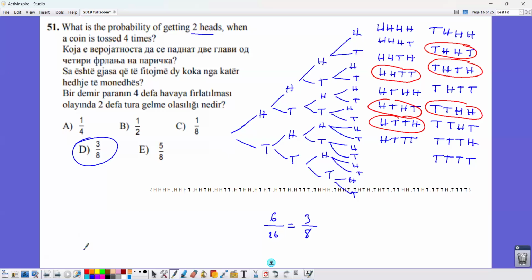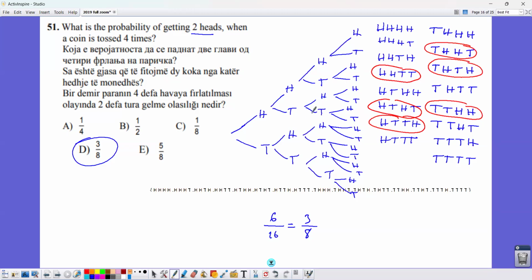In the test, is there not a faster way to do this? No, not for this one. You don't have to draw this tree diagram. We call it a tree diagram. If you can find all the possibilities by yourself, what can be the possibilities tossing a coin 4 times, you can do it without drawing the tail. But for me, it's easier to write like this because it's more sure.